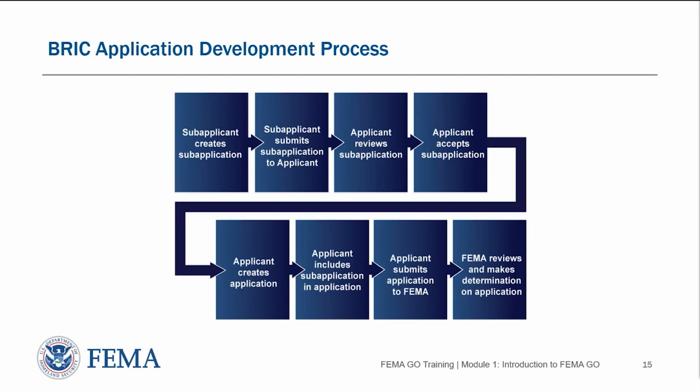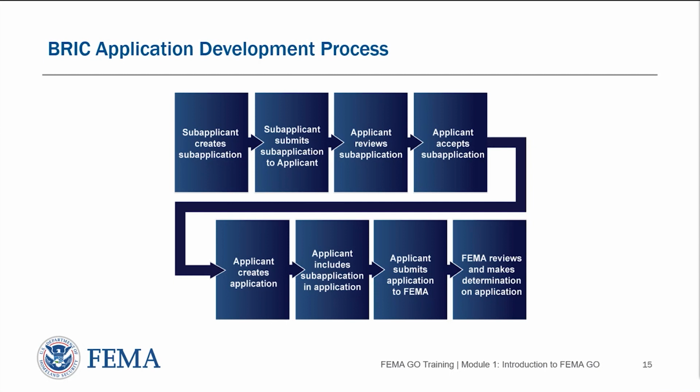For a BRIC sub-application to get funded, it must pass through many steps. Some steps are completed by the sub-applicant, some are completed by the applicant, and some by the FEMA reviewers. And you can refer back to this diagram to see who completes what step of the process. Sub-applicants submit their sub-applications to the applicant. Applicants can also create their own sub-applications. And then applicants review all these sub-applications, and they'll either accept them, reject them, or ask for more information.